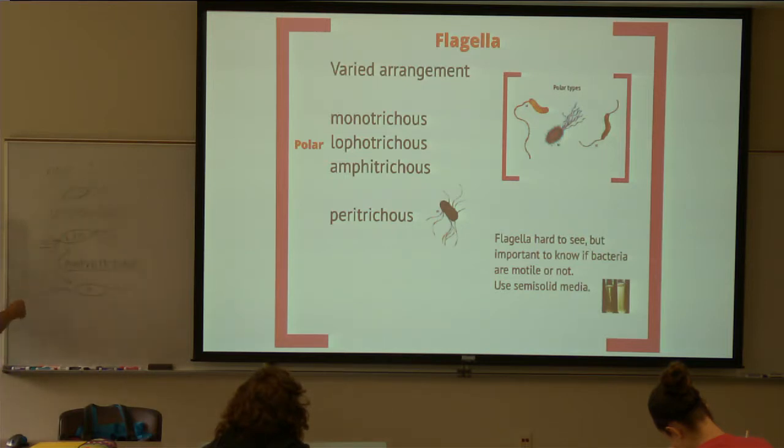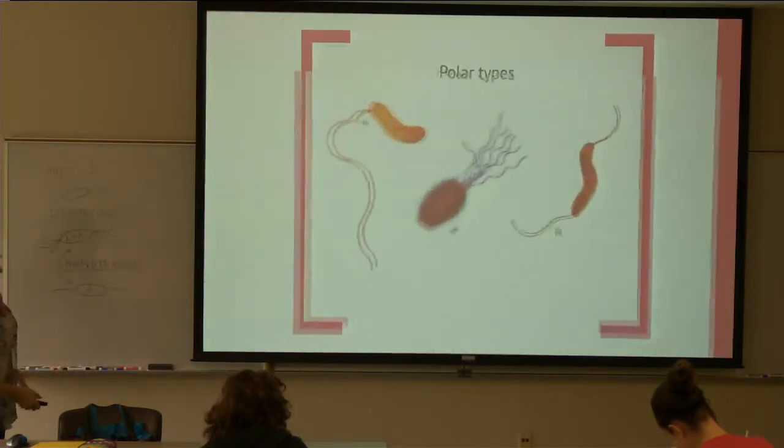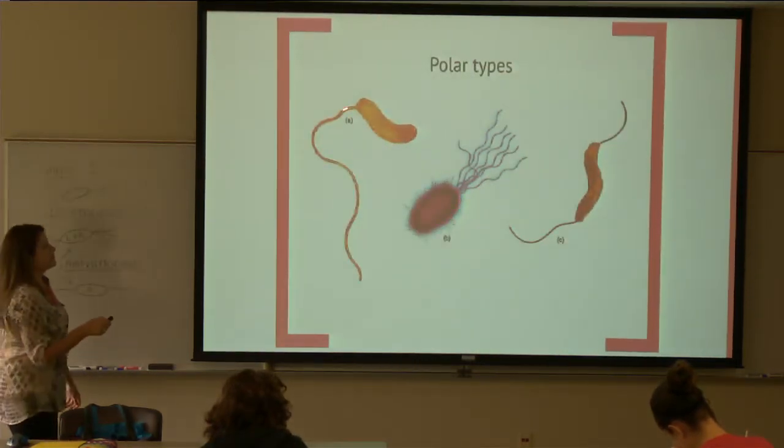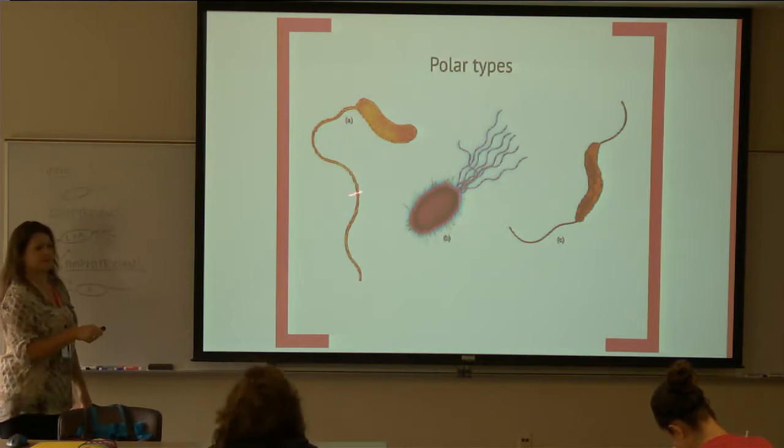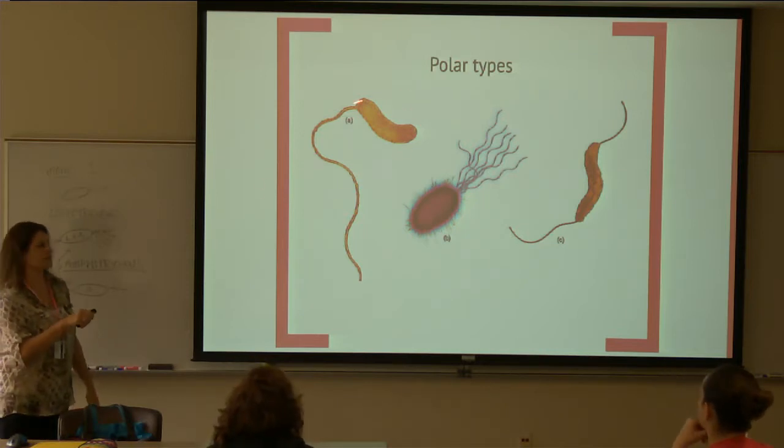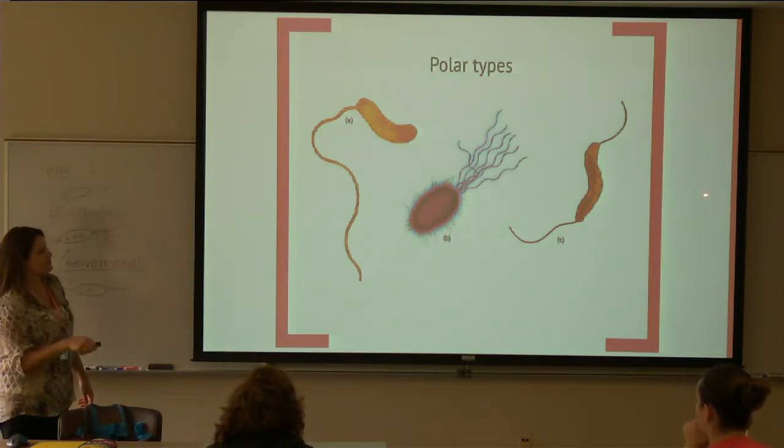So those are your three types of polar. Polar refers to having flagella at one end or at both ends. Looking at the picture up here, we can see the three polar types. So this one, picture A, what type is this? Mono. This is definitely mono.